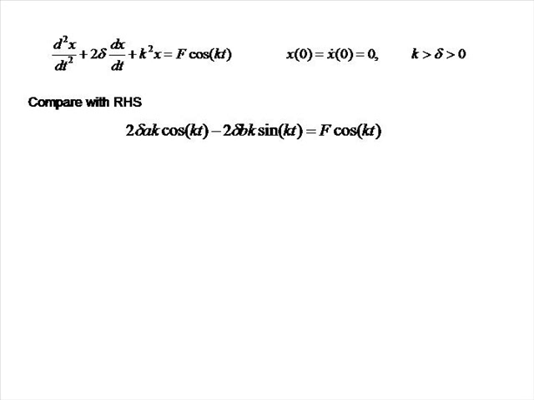So let's compare terms involving cosine of kt. Well, on the left hand side we've got 2 times delta times a times k. On the right hand side we've got an f. This means that a has got to be f over 2 delta k.